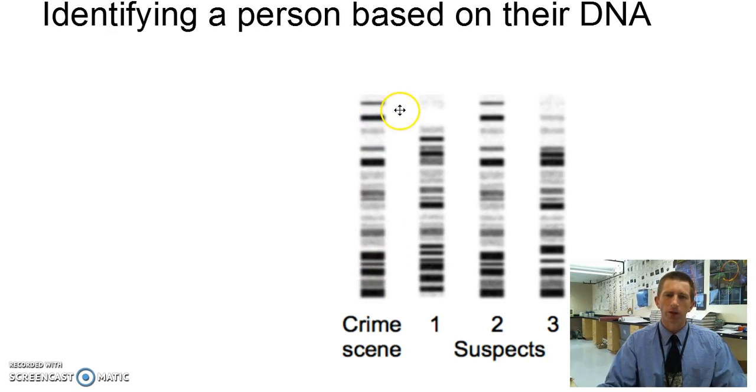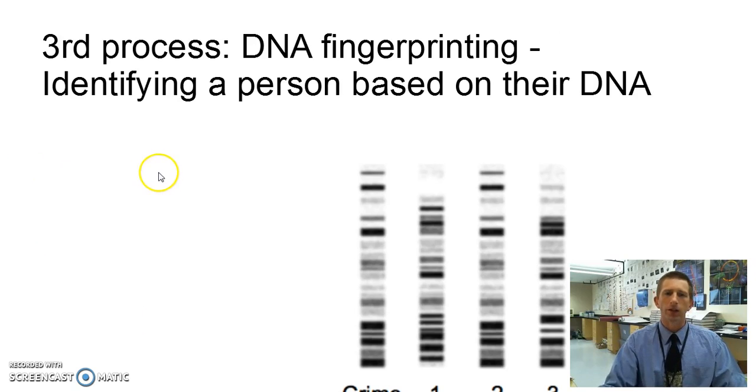So then we can take those cut fragments and load them into gel electrophoresis, and we can separate the large molecules up here from the small molecules down here. And because every single person has different DNA, and because we use the exact same restriction enzyme on all the samples, if one of the suspects was at the crime scene, then we'll be able to tell based on their DNA fingerprint, based on their unique DNA barcode. So anyways, that is the third process of biotechnology, DNA fingerprinting.